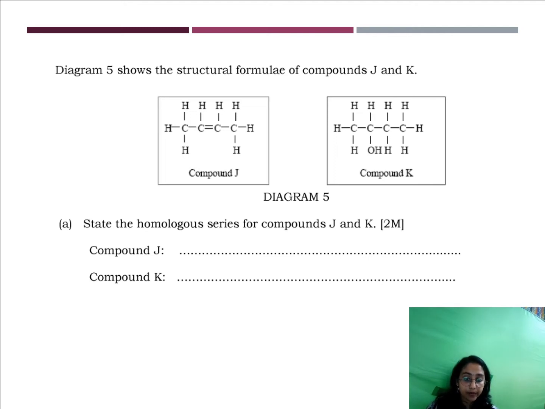Again, analyze the question and get the keyword. They want the homologous series for compound J and K. So now let's look at compound J. We know it only consists of carbon and hydrogen. That means this is only a hydrocarbon. What type of hydrocarbon? Can you see the double bond here? That means this is an unsaturated hydrocarbon, which belongs to alkene.